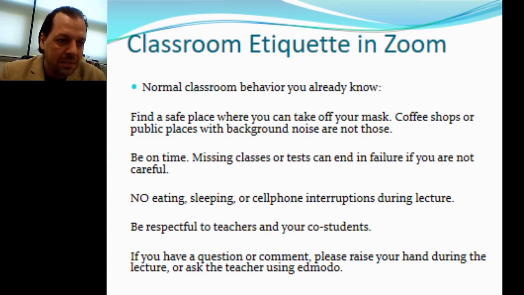Don't forget to dress appropriately, turn your cell phones off, try not to eat or sleep or anything like that. It's a regular class for us, alright? I think it's more than fair to expect you to be respectful to both myself and to your other students, your co-students, by following these rules.